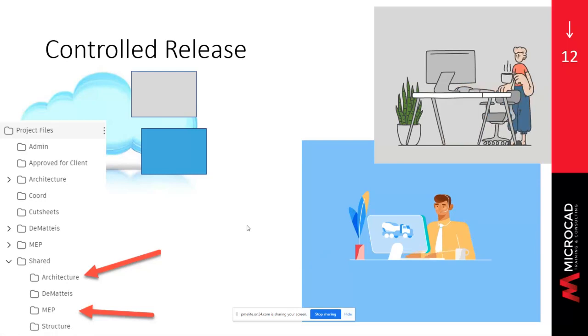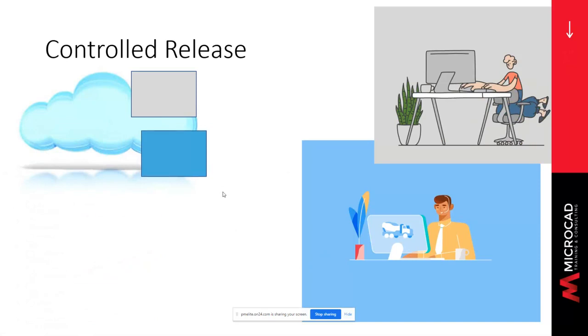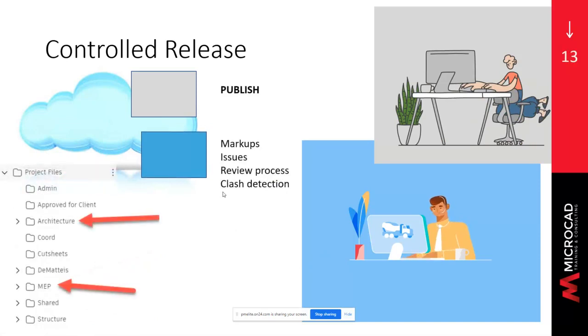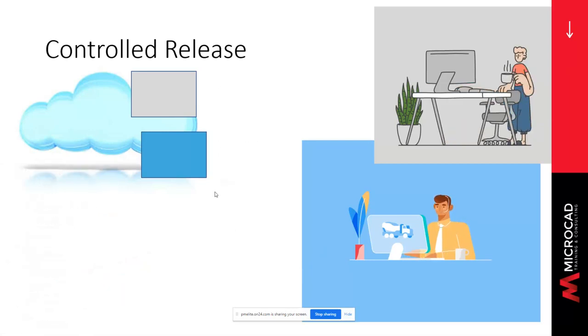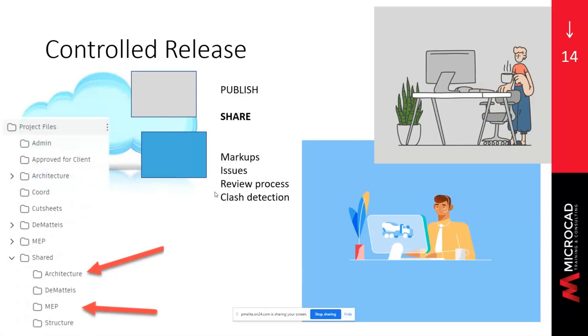When either Jeff or Oscar want to share their current models, they publish them to make them available to other people on the project, just as we discussed before. They can also take advantage of all of the collaboration tools, including clash detection. They would then share the models, which makes them available in the shared folder. Remember, this is where Jeff gets his architectural background. So his linked file gets updated when Oscar shares his model.